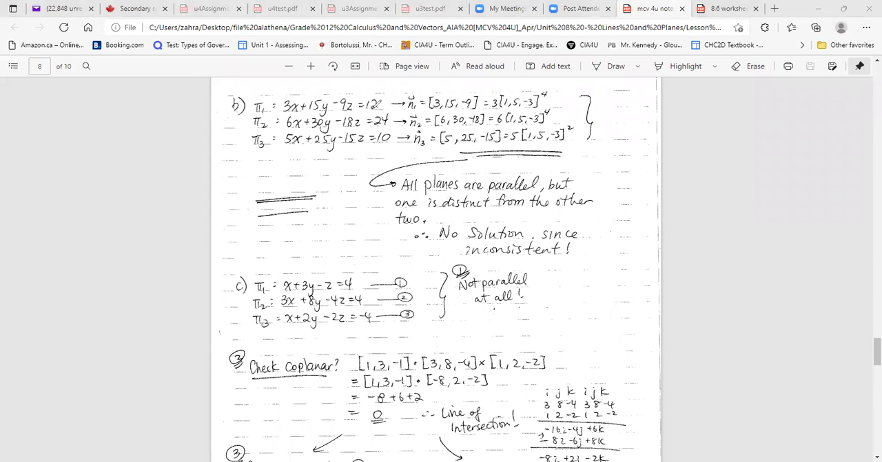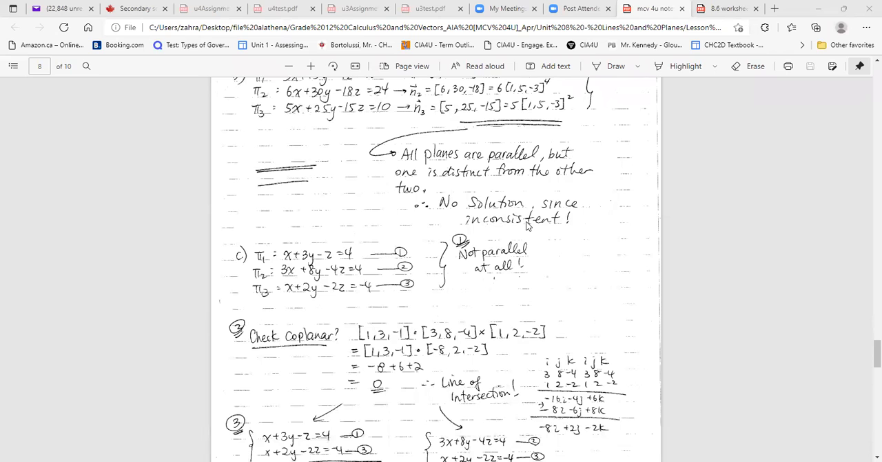This one divided by 3 would be what? 4, right? 24 divided by 6 is 4. 10 divided by 5 is 2. As you see, the first one and second one, they are the same. So the first 2 are the same, but distinct from the third one. So it's just going to be 2 of them the same and 1 distinct from that. So technically no solution.